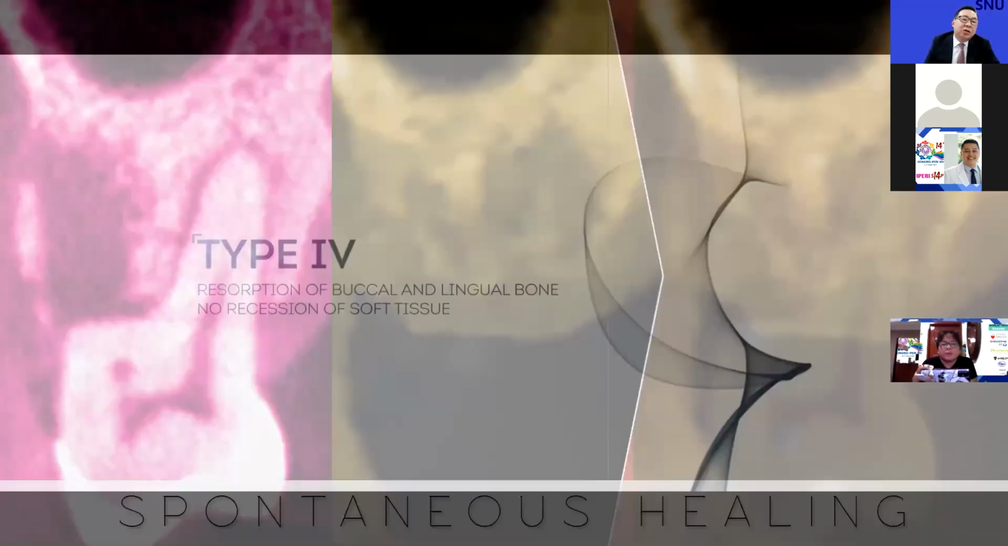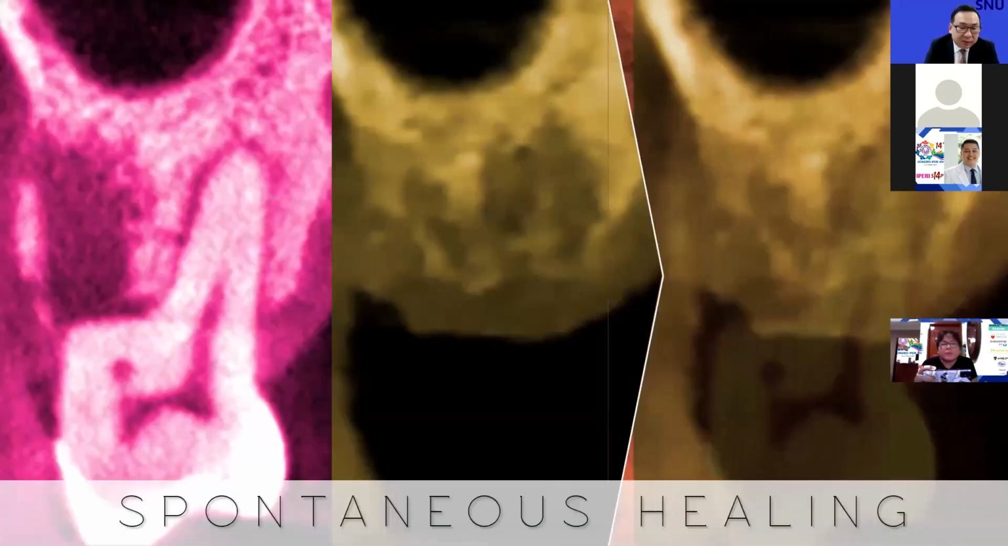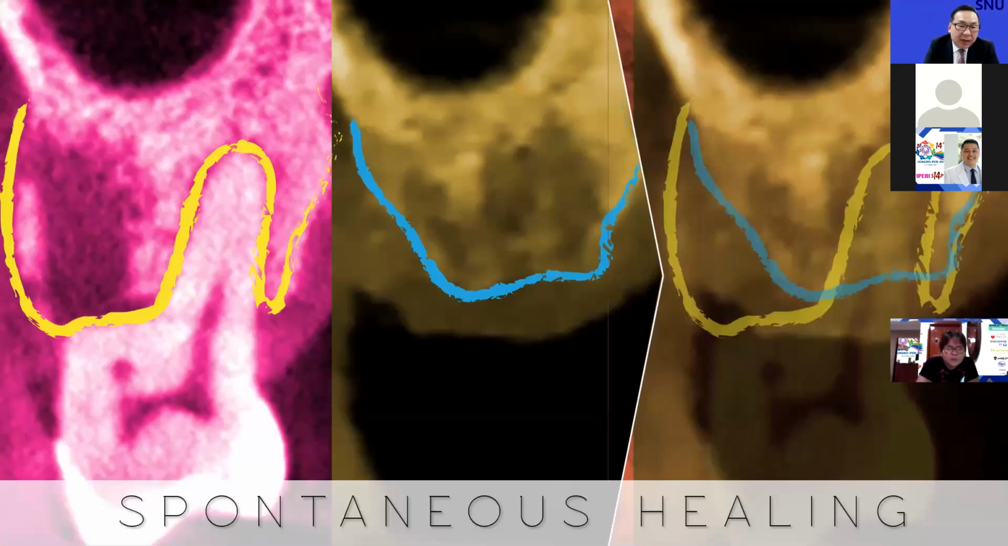And just to show you the results of the study, because of the time limits, I just wanted to show you the results from the spontaneous healing group. The yellow line is before extraction, and the blue line is 4 months after extraction. When you overlap the two, we could see that there is a lot of resorption in the buccal area compared to the lingual area. So in the spontaneous healing group, we lost a lot of bone, especially on the buccal side.